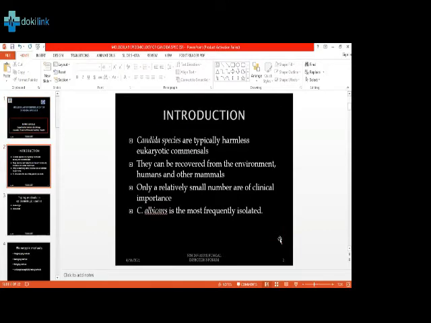Candida species are typically harmless eukaryotic commensals. They can be recovered from the environment, from humans and other mammals. Only a relatively small number are of clinical importance, and Candida albicans is the most frequently isolated.